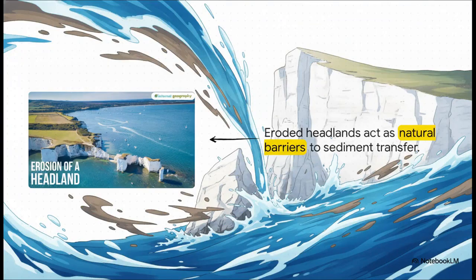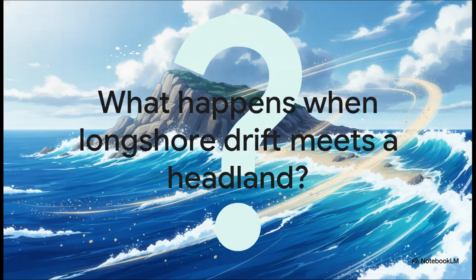Picture a massive headland jutting aggressively right into the ocean. Those brilliant white chalk cliffs aren't just there for the view. They act as an immovable natural barrier, physically cutting off the flow of waves, energy, and all that material dragging along the shore. Which brings up a really crucial question. We know how longshore drift works, right? Swash pushes material up the beach at an angle, backwash pulls it straight down in a continuous zigzag animation. But what actually happens when that relentless energy smashes into an immovable boundary?